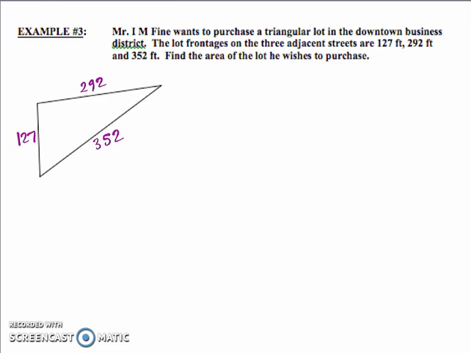So our first job is going to be to find the semi-perimeter of this triangle. S is going to be equal to 1/2 times the sum of the three sides, 127 plus 292 plus 352. So we go ahead, add those three numbers together, divide it by 2, and we end up with a semi-perimeter of 385.5.